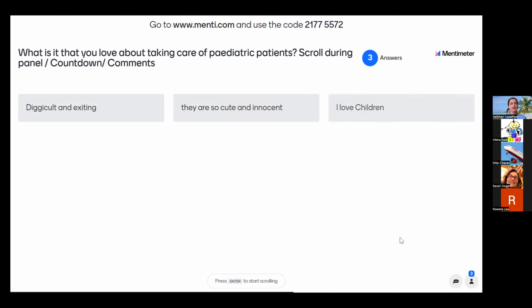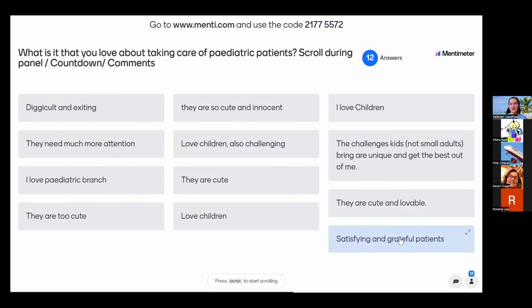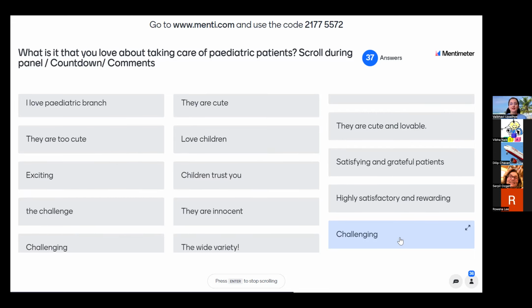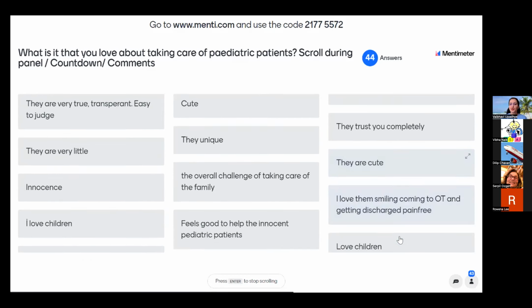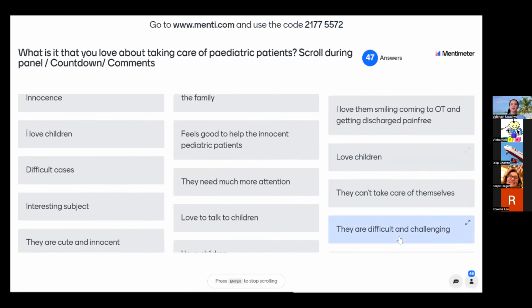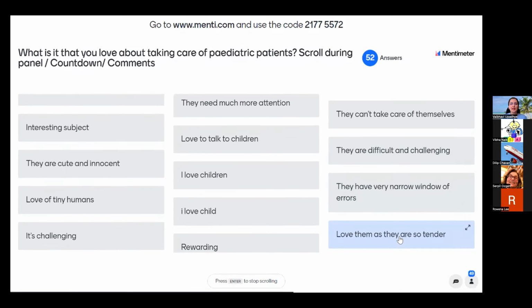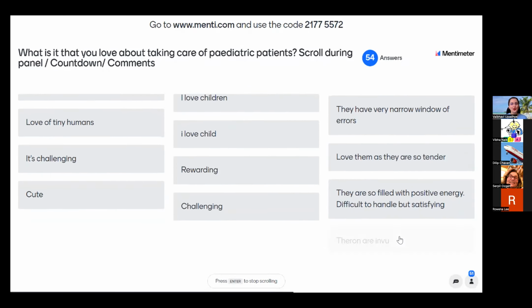Yes, they are difficult and they are exciting at the same time. They're cute and innocent. I know. I love children too. Okay. I love the pediatric bench. I so relate with you all. Yes, it is satisfying and grateful to do this. Yes, so wonderful. It is something that makes us sleep well at night. It gives us so much satisfaction. And I know they come smiling to the OT, and then seeing them pain-free is amazing. Thank you for all these comments.